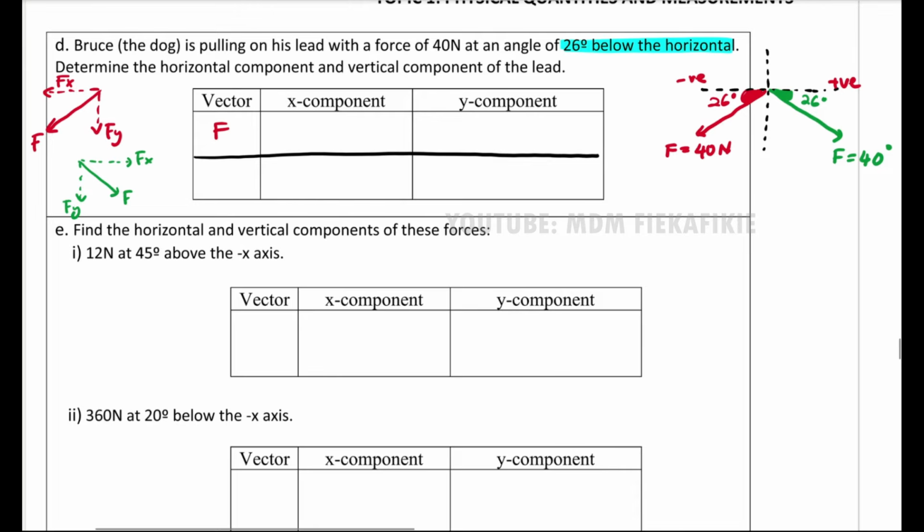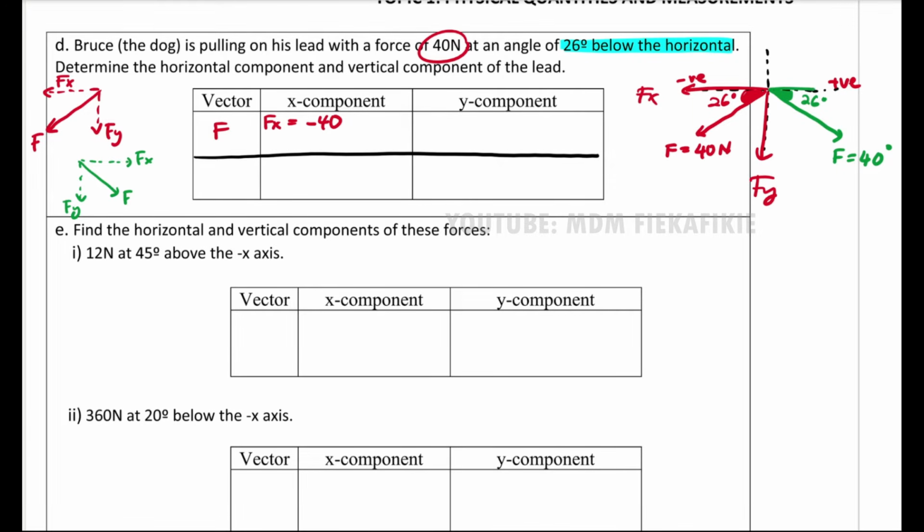If we use the red color, Fx is negative, right? Negative, the force is 40 Newton. Okay, the angle is 26. Who is the angle close to? The angle is close to the X component. Like that.